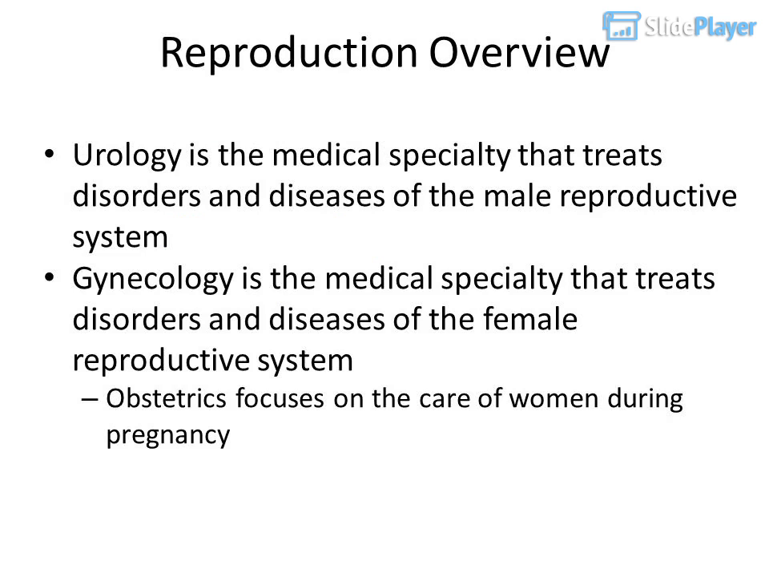Reproduction Overview. Urology is the medical specialty that treats disorders and diseases of the male reproductive system. Gynecology is the medical specialty that treats disorders and diseases of the female reproductive system. Obstetrics focuses on the care of women during pregnancy.